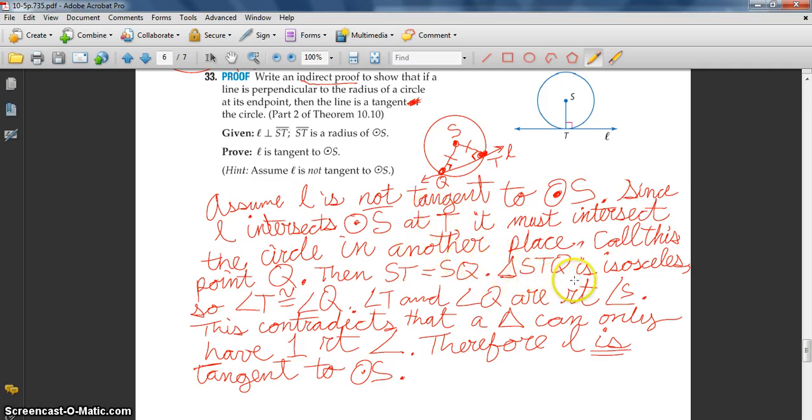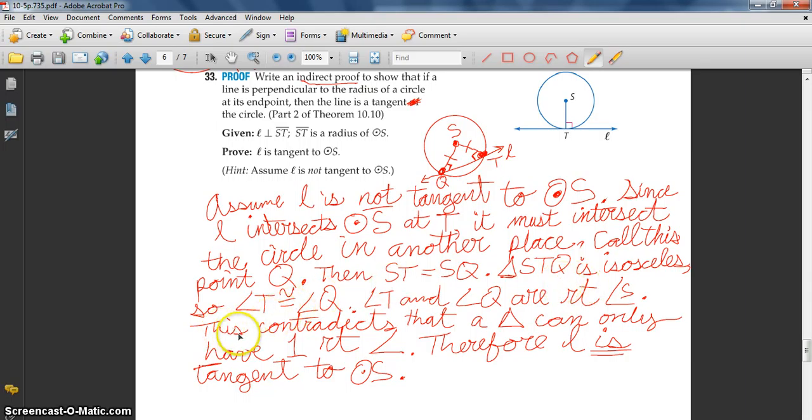And triangle STQ is isosceles. So we have an isosceles triangle. Two sides are congruent. Therefore, my base angles must be congruent. Angle T is congruent to angle Q. But in our given, we said that L is perpendicular to ST. So if L is perpendicular to ST, then that means it's a right angle there. And if we're saying that our base angles are congruent, then both angles T and Q are right angles.